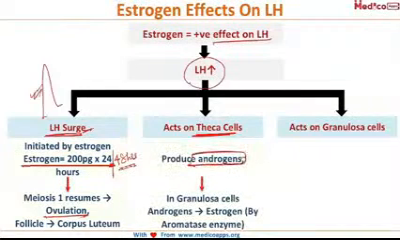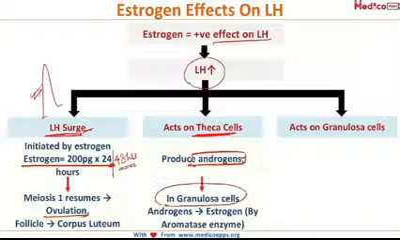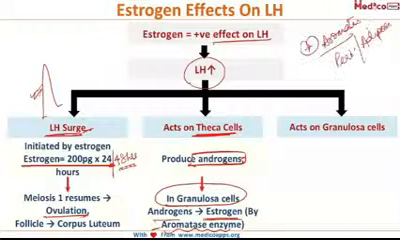Now these androgens diffuse into the granulosa cells, and here these androgens are converted to estrogen by the action of aromatase enzyme. So aromatization occurs, by which the androgen is converted to estrogen, and this occurs in the granulosa cells. Now remember this, that this aromatization, apart from occurring in the granulosa cells, also occurs in the adipose tissue, the peripheral tissues.